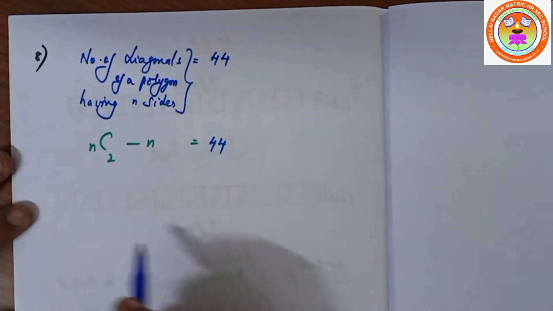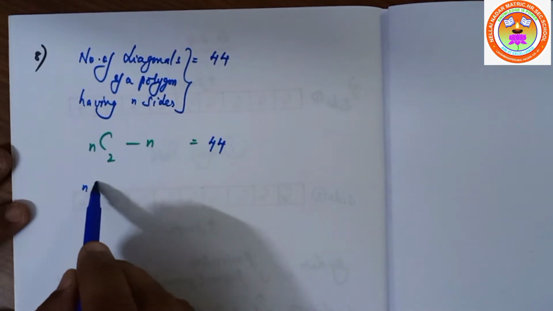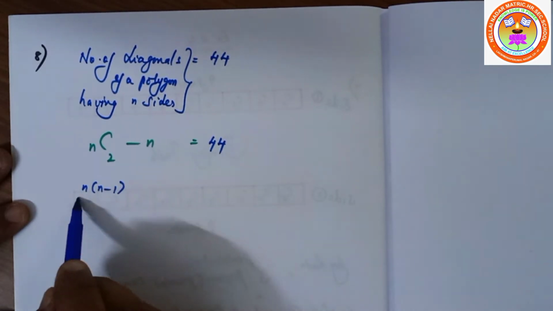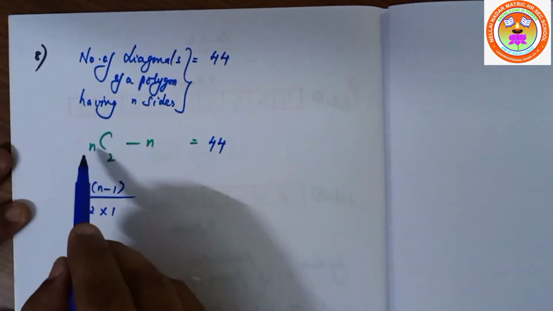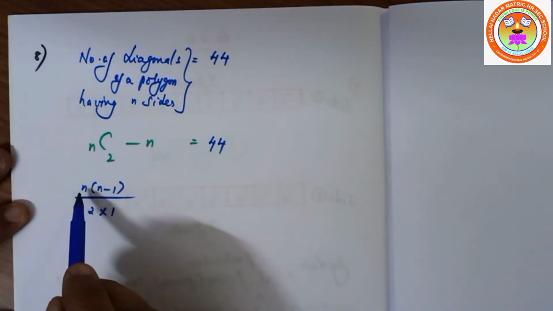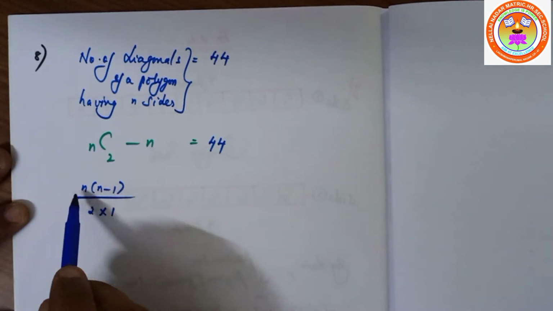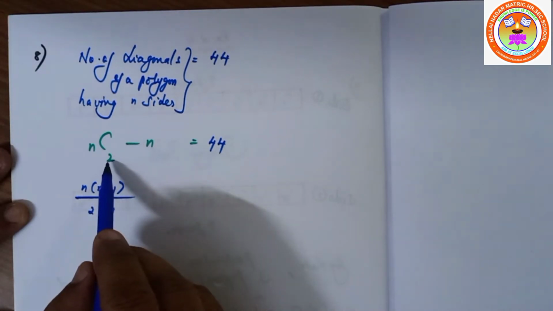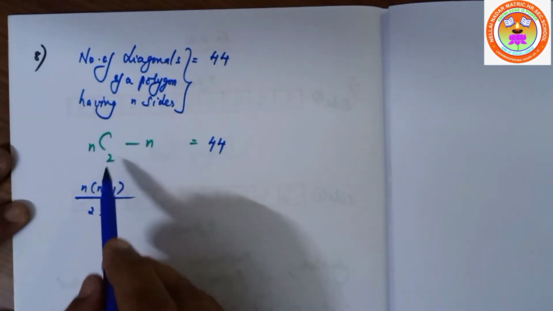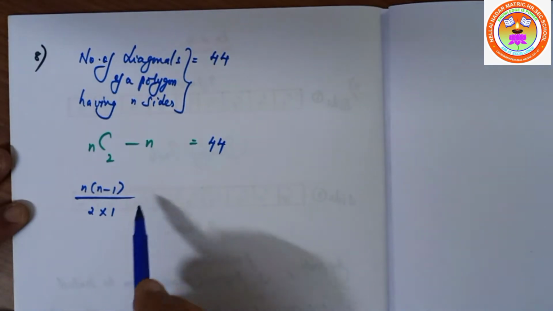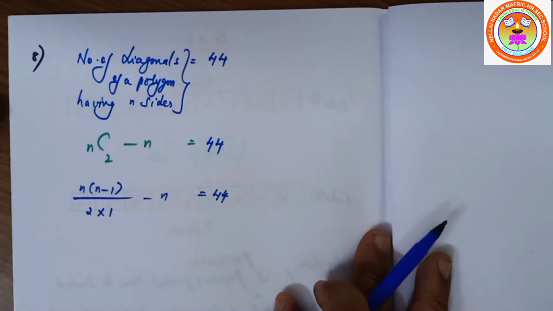Okay, how to find? Children, you know that nC2 can be written as n into n minus 1 divided by 2 factorial, that is 2 into 1. Because it starts with n, reduce 1 in n, so you will be getting n minus 1. So only 2 terms in the numerator because the value of r is 2. Divided by 2 factorial in the denominator, 2 into 1, minus n, that is equal to 44.